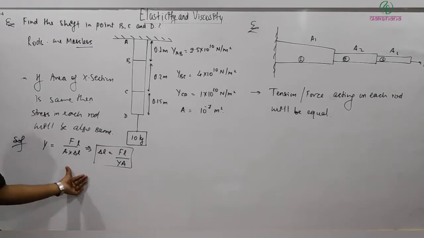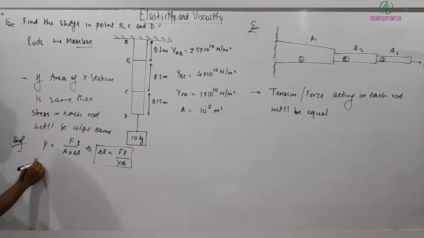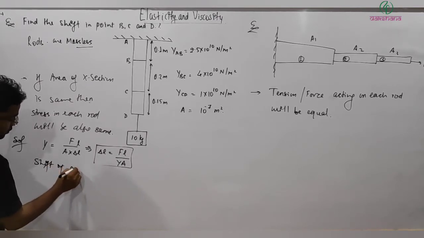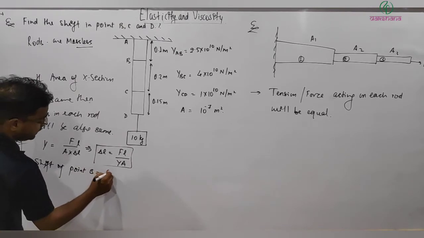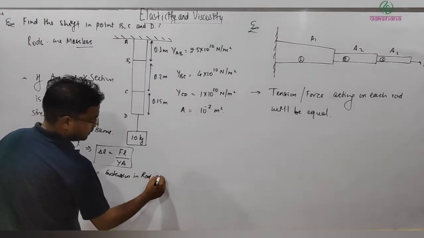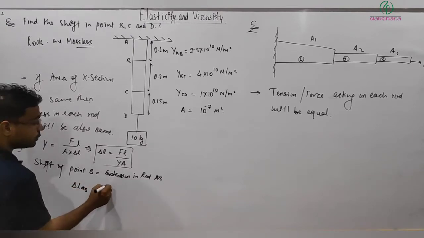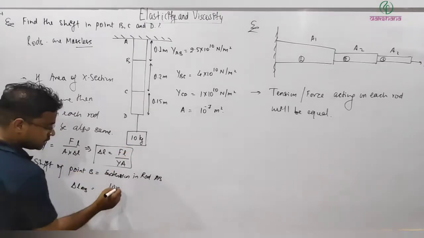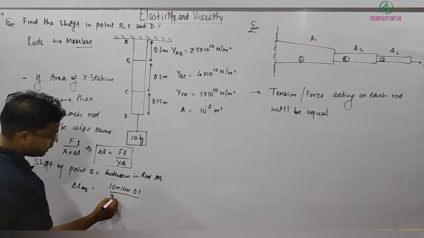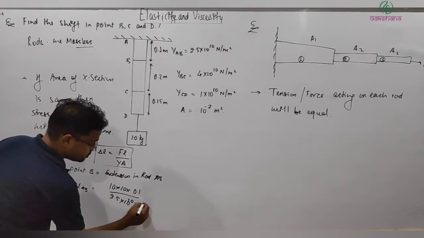Now I can write the shift of point B is equal to the extension in rod AB. So delta L AB is equal to force, which is the 10 kg weight, so 10 into g, times length 0.1 meter, divided by Young's modulus, which is 2.5 multiplied by 10 to the power 10, and area of cross section is 10 to the power minus 7.